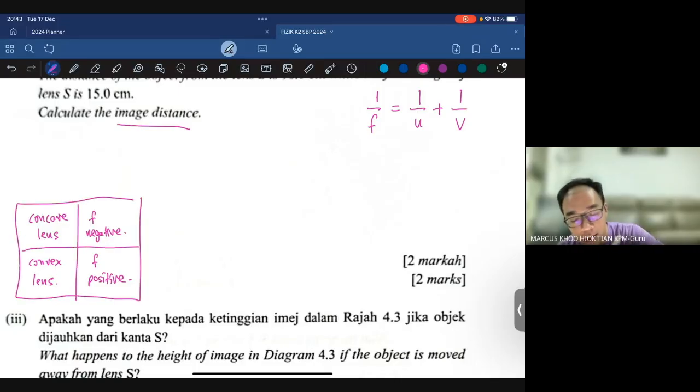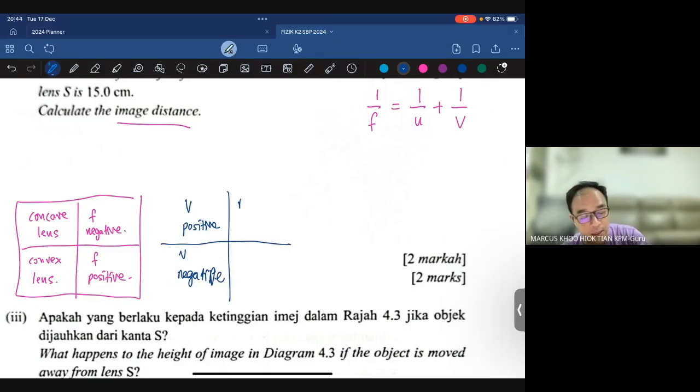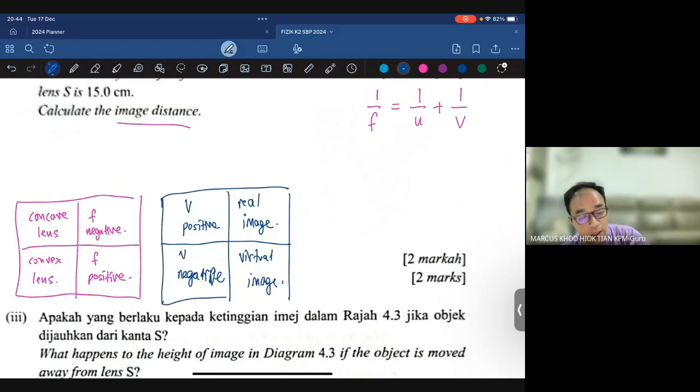The other set of things that you remember is v. If your answer for v is a positive number, versus if your answer for v is a negative number, it's a very, very important thing. V positive means it's a real image. If v is negative, it's a virtual image. So these two things are very important to remember when you're dealing with this particular formula.